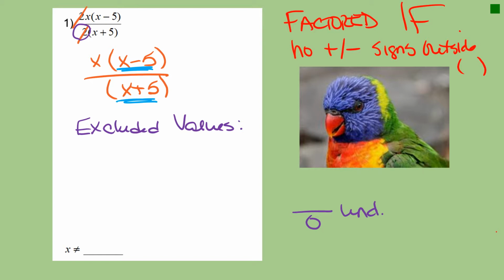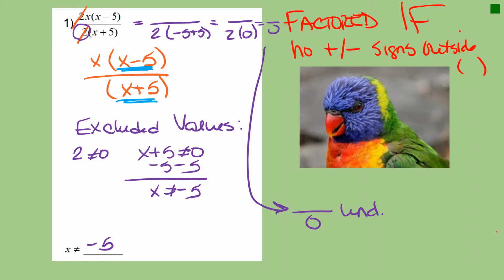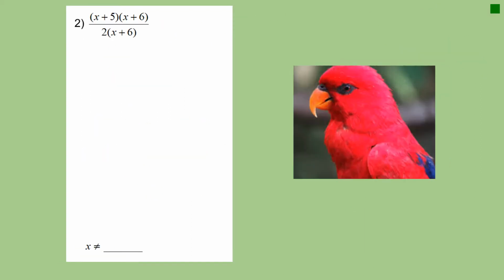The first factor is 2. You would say 2 cannot equal 0. Well, that's true. 2 cannot equal 0, so who cares? Then you have x plus 5 cannot equal 0. We're going to solve for x by subtracting 5, and we come up with x cannot equal negative 5. Here's why. If we put negative 5 in the bottom, 2 times negative 5 plus 5, that's 2 times 0, which is 0 on the bottom, undefined. Clap, clap. So let's go to the next problem.